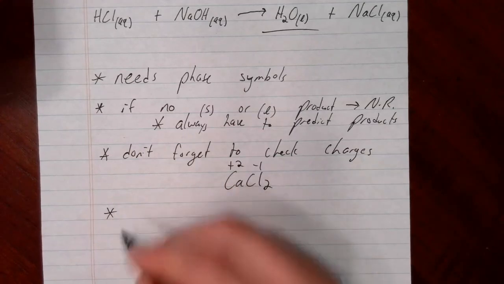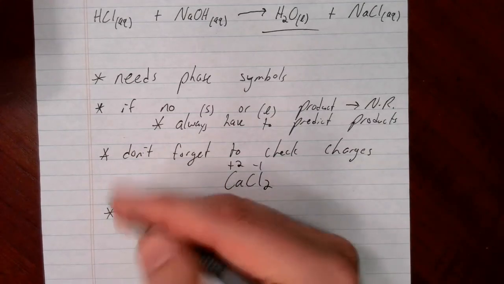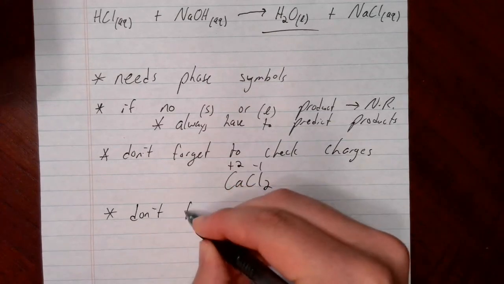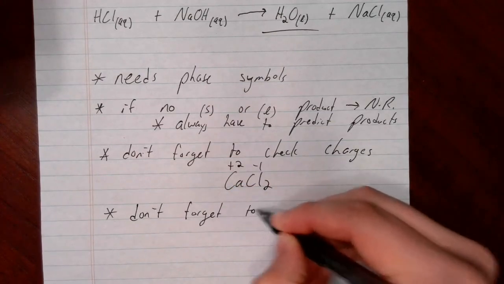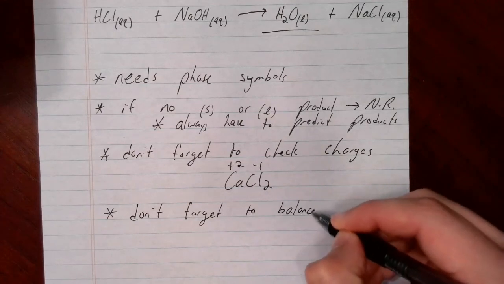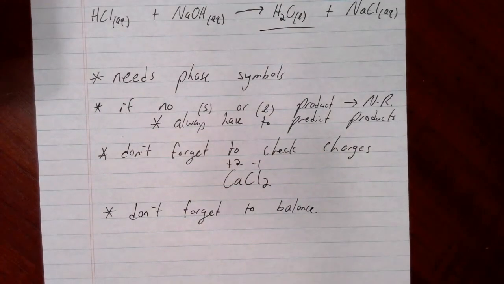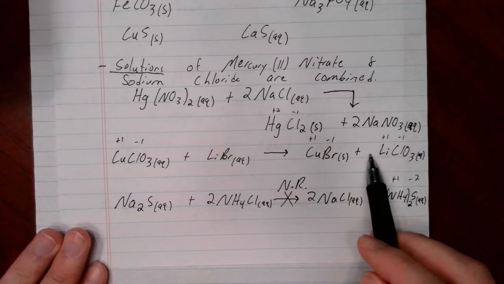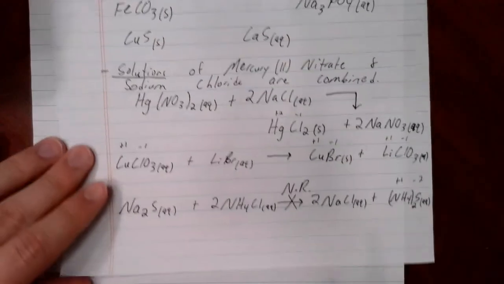And then lastly, this is a very easy mistake to make. I made it a few minutes ago. Don't forget to go back and balance. That's by far the easiest part of this whole thing, so don't lose easy points there. And then don't be intimidated if it asks you to write the solid product in words. For a lot of these examples, you'll see something like this. It'll ask for the solid product in words. It's just copper(I) bromide. So don't be intimidated by that.